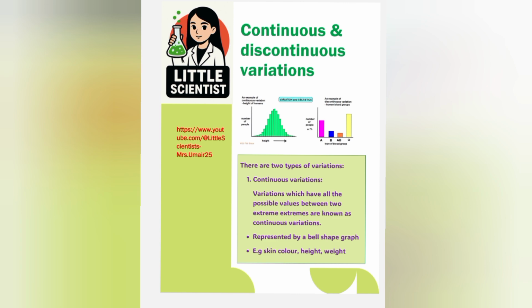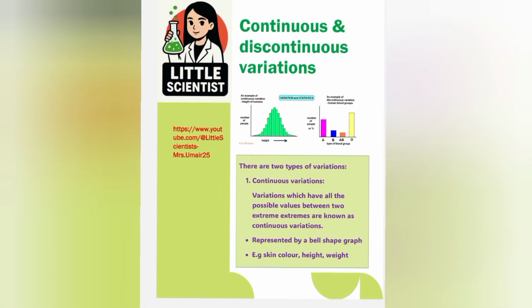Now we will study skin color in detail. Skin color may be fair, skin color may be dark, and all the values between fair and dark are possible. So this is a continuous variation which continues from fair to dark. Second is height. Height may be short, height may be tall. If the shortest height in your class is, let's suppose, 4 feet, and the tallest student in your class is, let's suppose, 5.2 feet, then all the values between 4 feet and 5.2 feet are possible. So height is also a continuous variation.